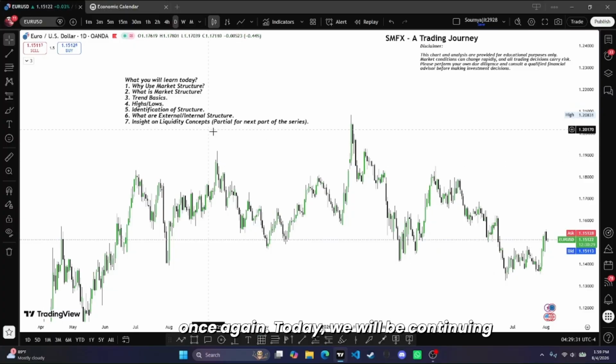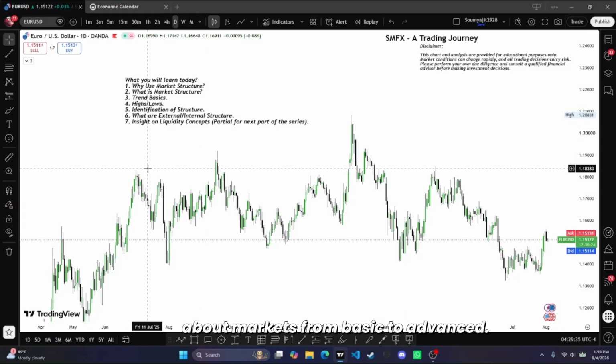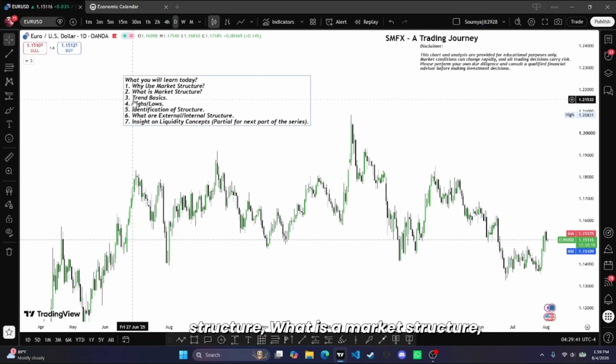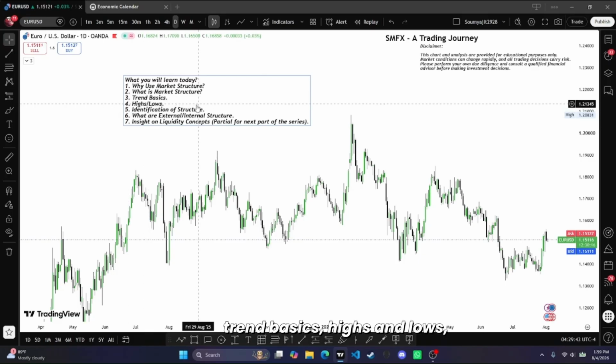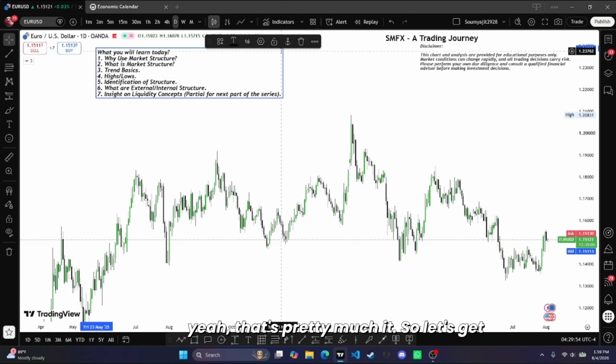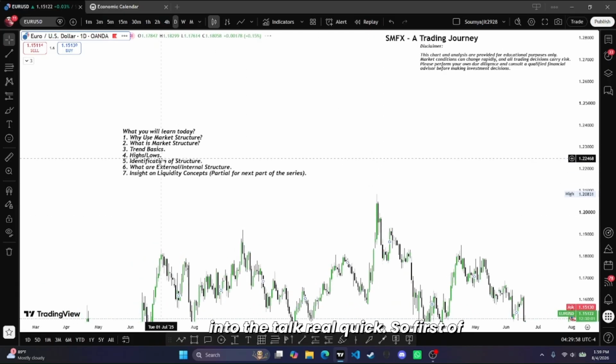Today we will be continuing our series in which we will be learning about markets from basic to advanced. So today we will be learning about market structure, what is a market structure, trend basics, highs and lows, identification of structure, and what are internal and external structure, and then insight on liquidity concepts. Of course there will be live examples as well. So yeah, that's pretty much it. So let's get into the topic real quick.